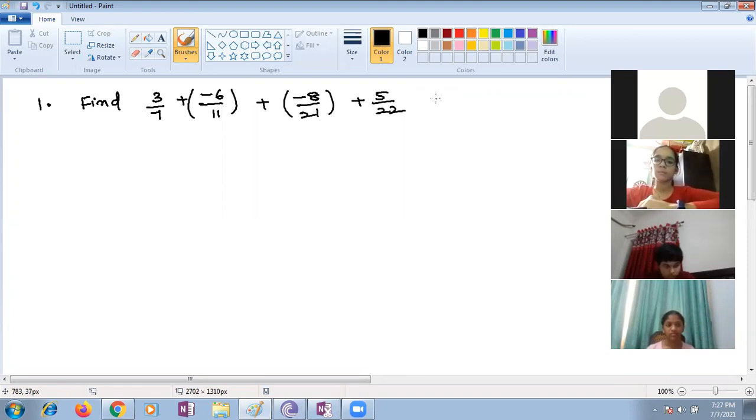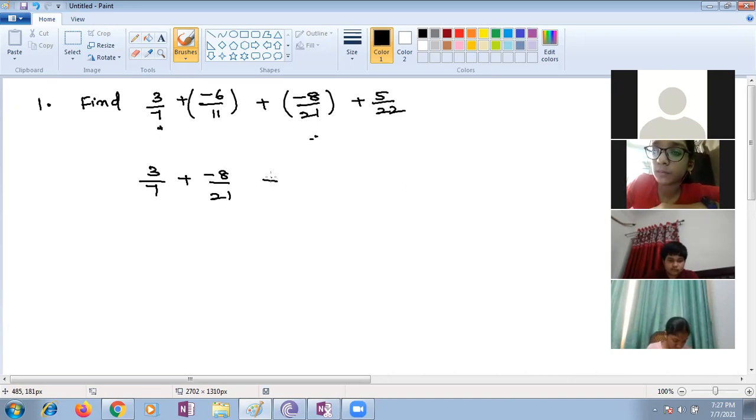Okay, now I want Ayush. Ayush, by seeing the denominators, is there any relation between them? 7 and 21 have a relation, right? Yes, ma'am. What is the relation? 7 multiplied by 3 is 21. Can you make a pair of these numbers here? 3 by 7 minus 6 by 11, and the second part: minus 8 by 21 plus 5 by 22.